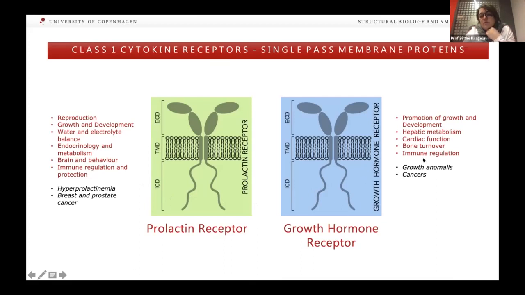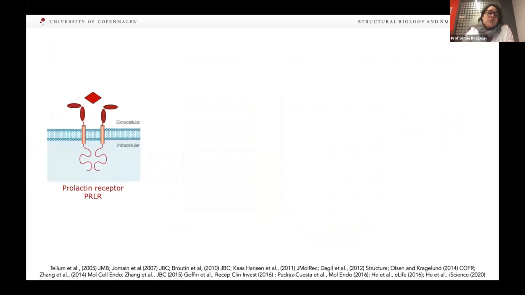The other one is the growth hormone receptor, which, we know, is important for growth and development, but also for a number of other things: hepatic metabolism, immune regulation, and it shows growth anomalies and cancers. These two receptors are very similar in their overall domain structures. Now, we worked with the prolactin receptor for 15 years.